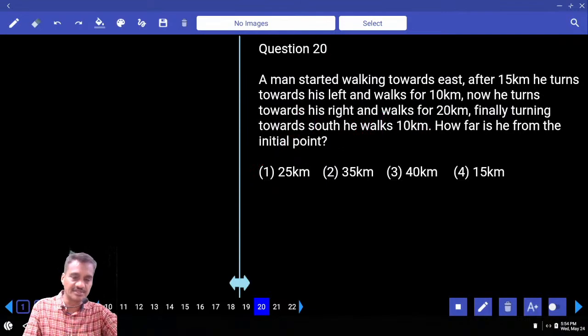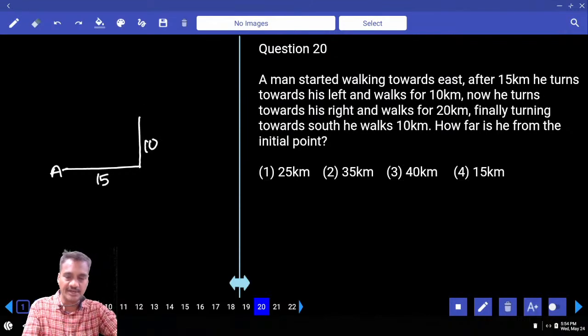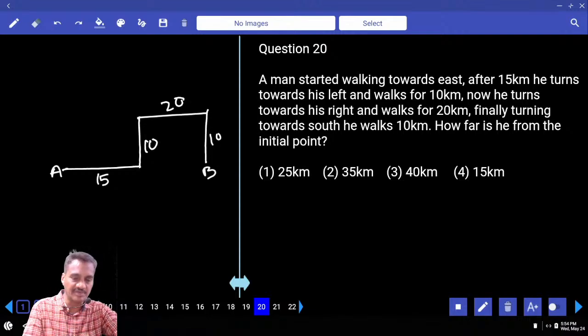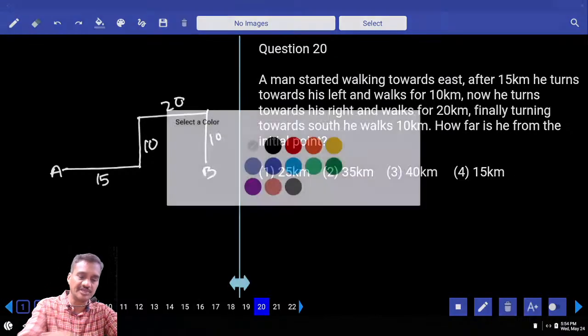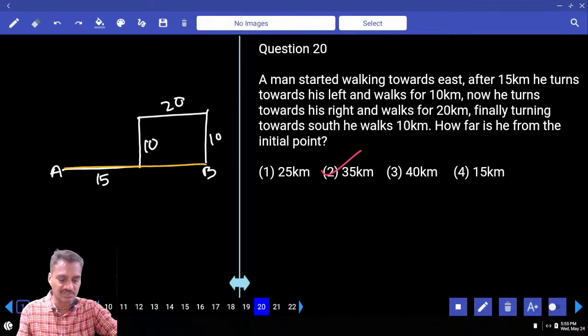The next one, 20th. A man started walking towards east after walking 15 kilometers. This is the starting point, and he walks 15 kilometers. Then he turns towards his left-hand side and walks for how many kilometers? 10 kilometers. Now he turns to his right and walks for 20 kilometers. Then finally turning towards south, he walks for how many kilometers? 10 kilometers. Now A is the starting point, B is the final. How far is he from the initial position? We need to find out the distance. Now 15 plus 20 is how much? 35. 35, choice 2, question number 20.